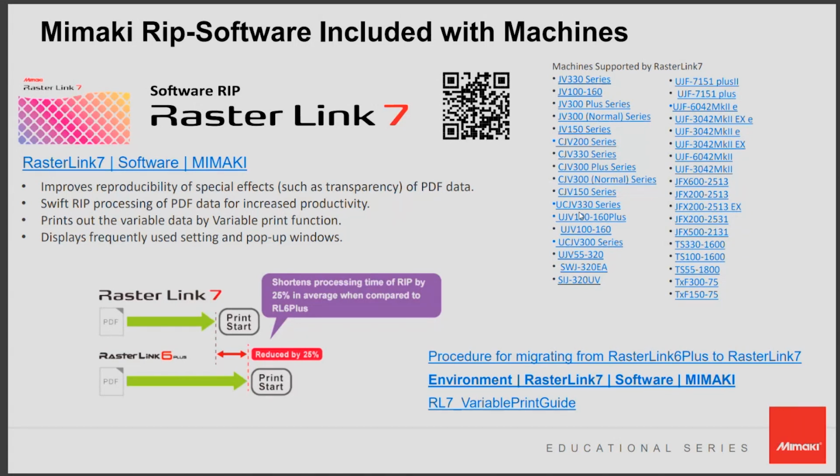This is our 7th rendition of RasterLink. It is Mimaki proprietary software, which means Mimaki uses RasterLink to run all of its printers and machines. It doesn't mean that you have to use RasterLink. It's just the one we provide when we sell you the machine. So when you buy a Mimaki machine, RasterLink comes with it. You can use any software you'd like, such as Onyx, Caldera, Flexi. There are a whole lot of other RIP softwares, but RasterLink is the one that comes with it.